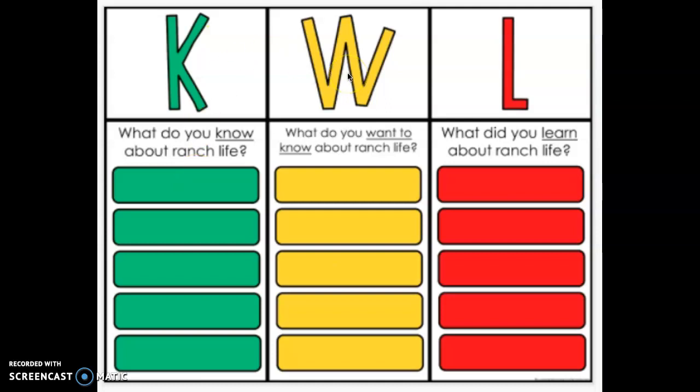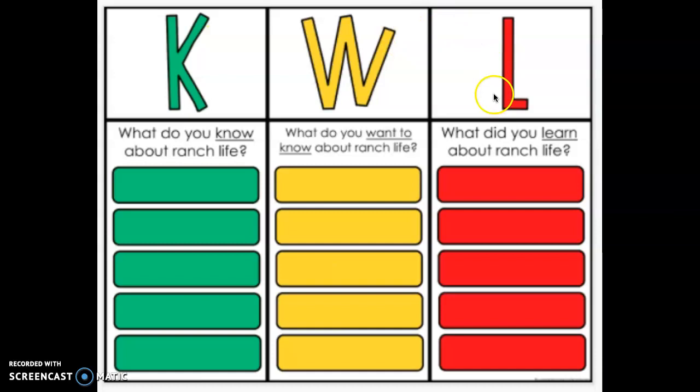The next column is the W column, and that stands for want to know. So here's where you actually put questions. You write down things that you want to learn about the topic. So we're going to put down some questions in there that we want to learn about farms.